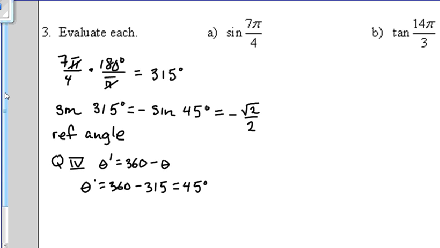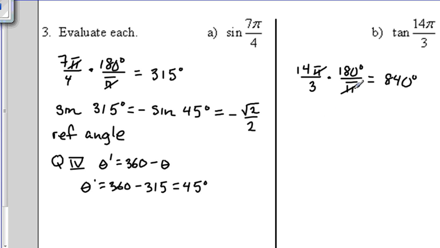All right, next we're going to do the tangent of 14 pi over 3. So once again, we are going to take the angle in radians and convert it into degrees. So we are going to multiply by 180 degrees over pi. The pi's are going to cancel each other out. 14 times 180 over 3 is 840 degrees.